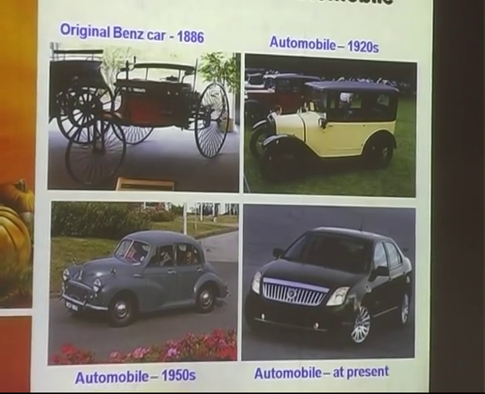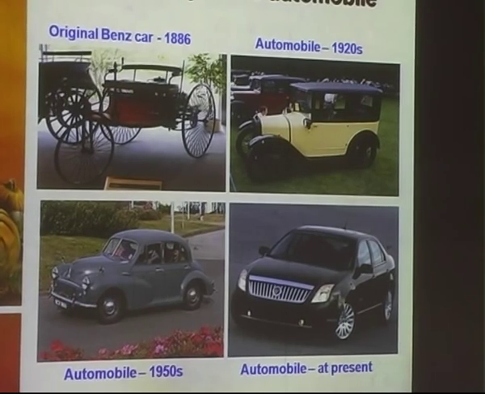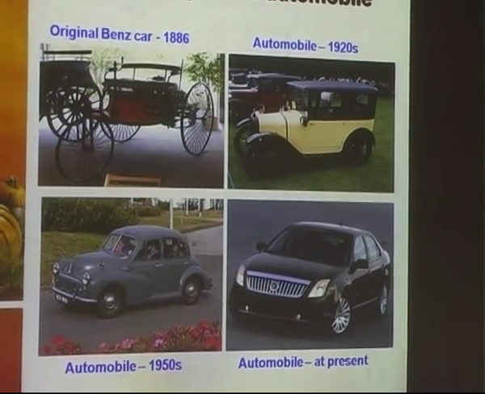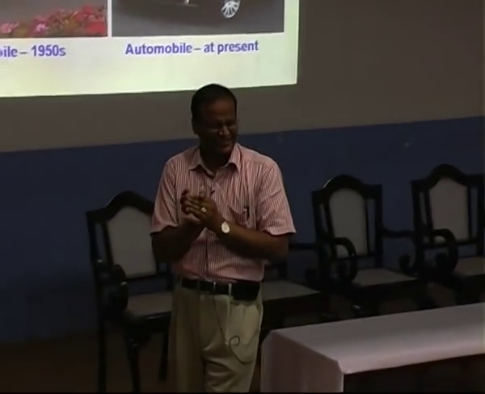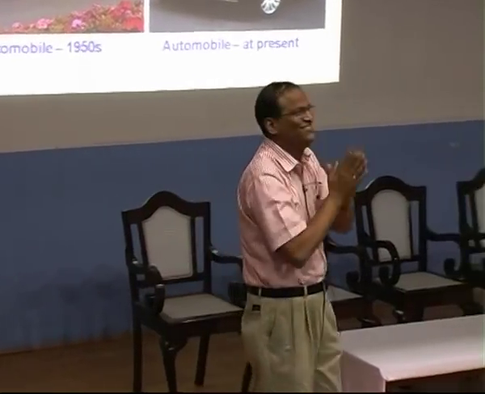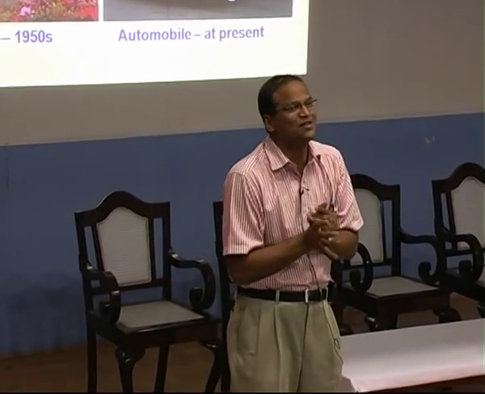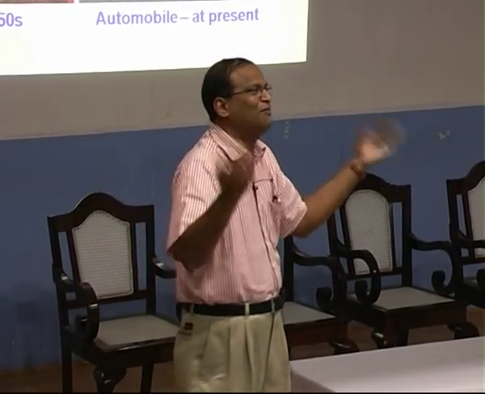Then there were no mirrors. Now you've got side view mirrors. Then what else? Headlights, parking lights, central locking system, DVD player. Okay, ABS. What is ABS? What does it do? It helps you prevent skidding when you're taking a sharp turn or overspeeding. Is that enough? Shall we proceed to the next slide, or do you want more?